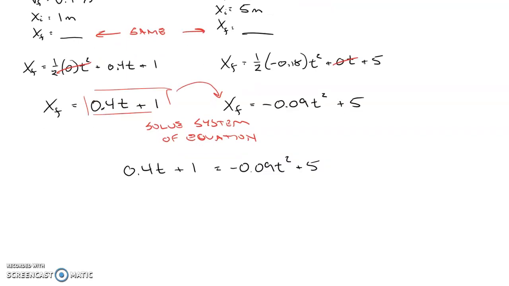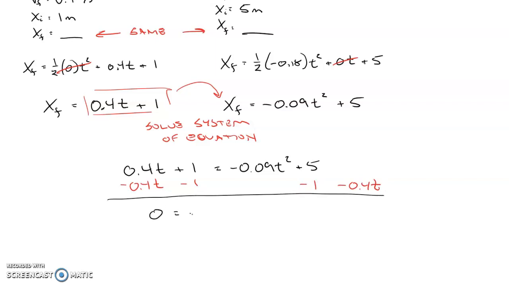And then I'm going to collect the terms on one side of the equation. So by subtracting 0.4t and 1, organizing my terms, I get a new equation that, when I write it in standard form with decreasing powers, is -0.09t² - 0.4t + 4. And that's a quadratic function.